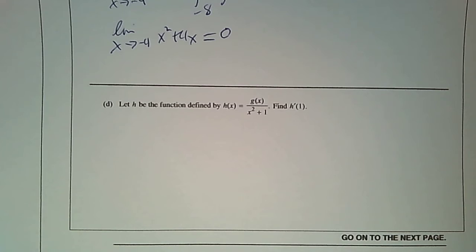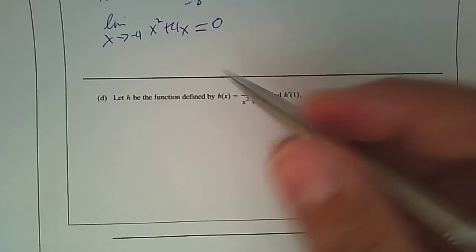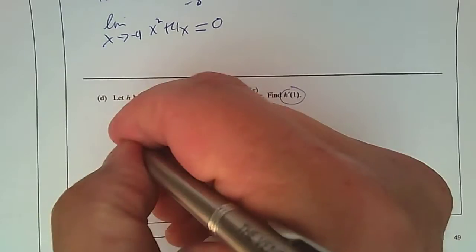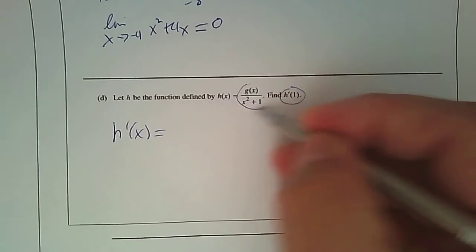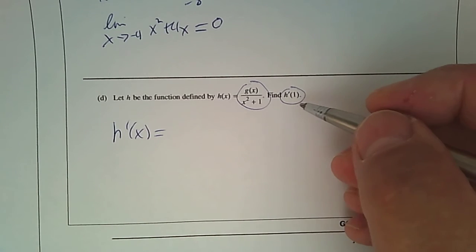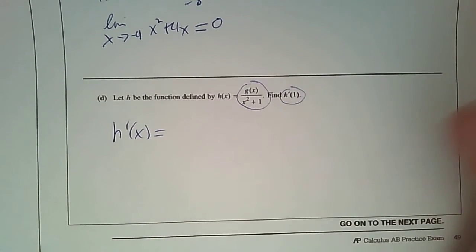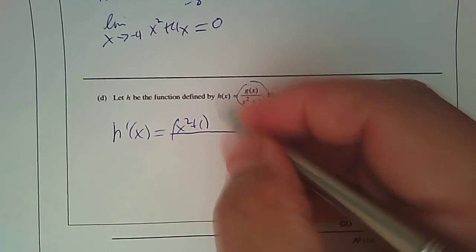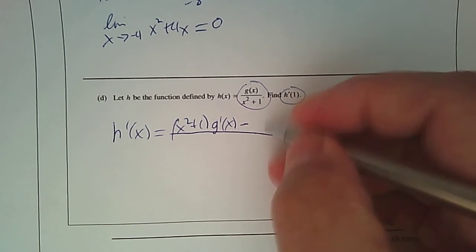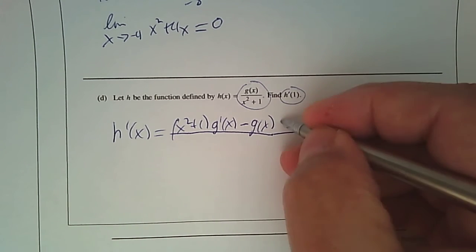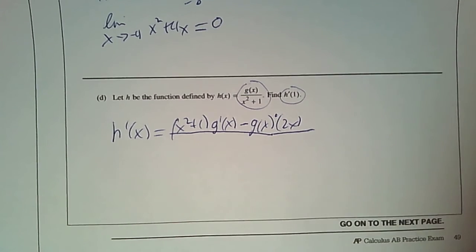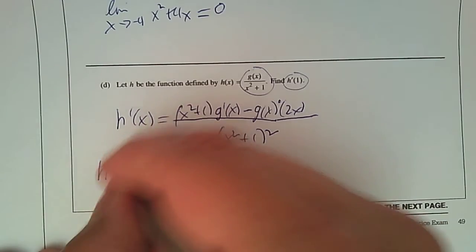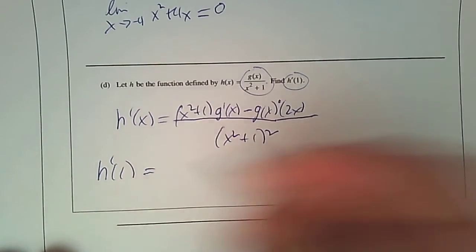All right, last question. Let h be the function defined by this. Can you find the derivative? So if I want to do the derivative, first of all, recognize how it's defined. What rule would I have to use here first? Because I'm dividing, I'm going to use the quotient rule. And the question is, what is the quotient rule? It's the bottom times the derivative of the top minus the top times the derivative of the bottom, and then the bottom squared. And then once you have that, you're going to plug 1 in everywhere there's an x.